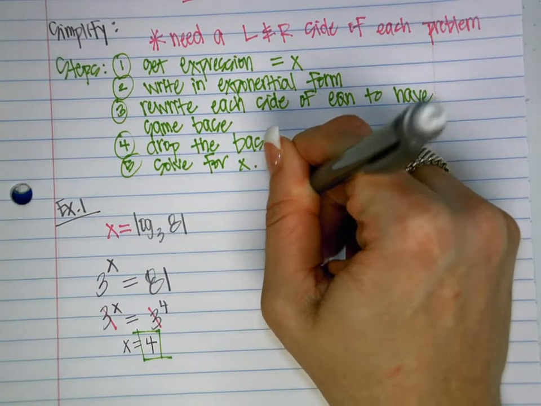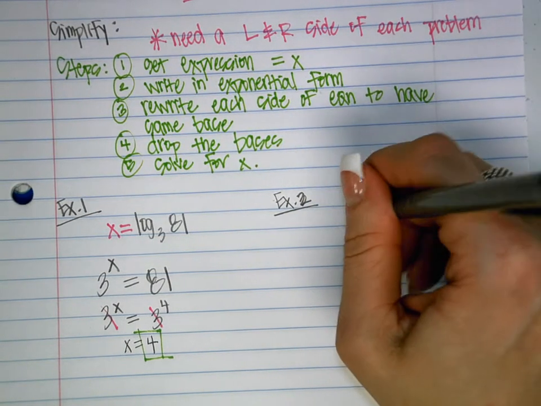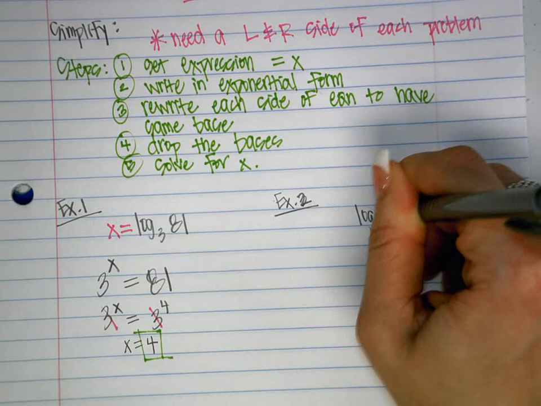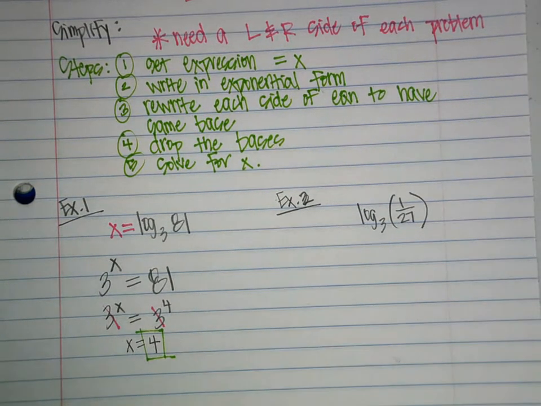Same thing. Sample 2. I still want you to be simplifying. Simplify log base 3 of 1 over 27.